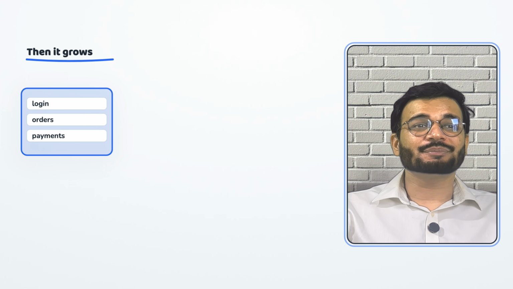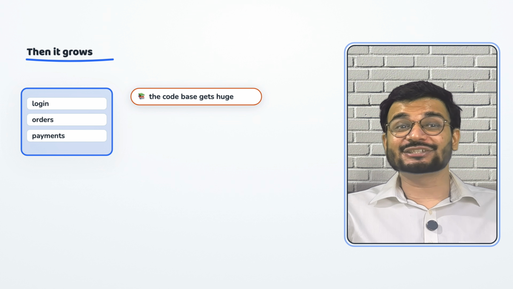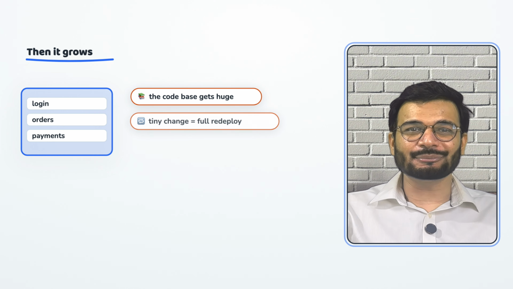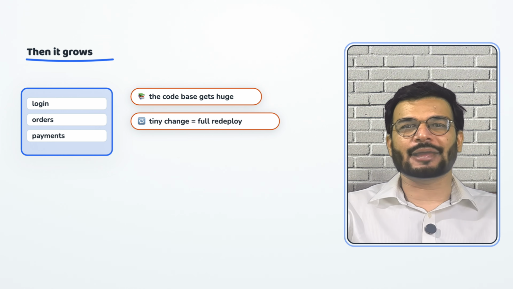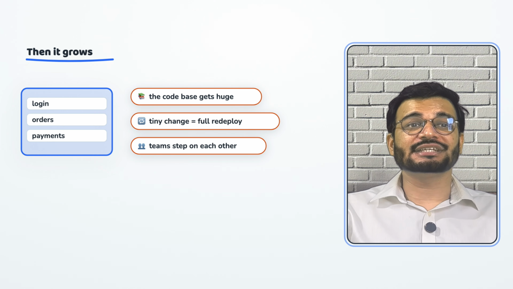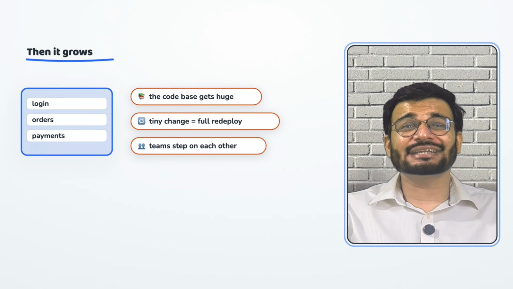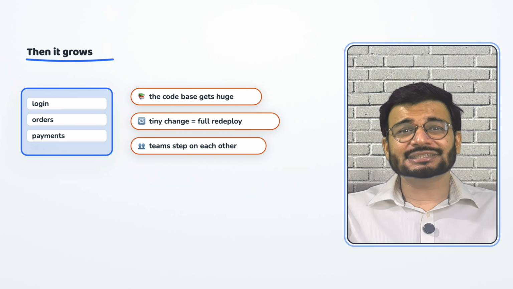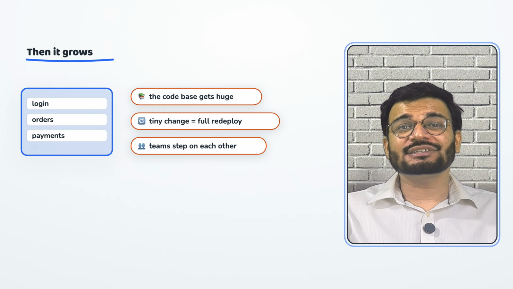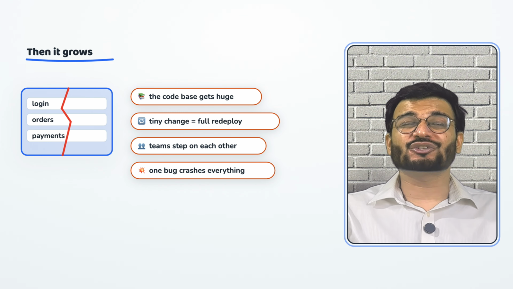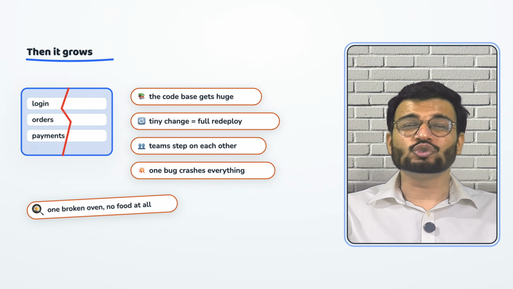The pain shows up as it grows. The code base gets huge. A tiny change means rebuilding and redeploying the entire app. The teams start stepping on each other's toes because everyone's editing the same giant thing. And the scary part is, if one feature has a bad bug, it can crash the whole app. One broken oven, no food at all.